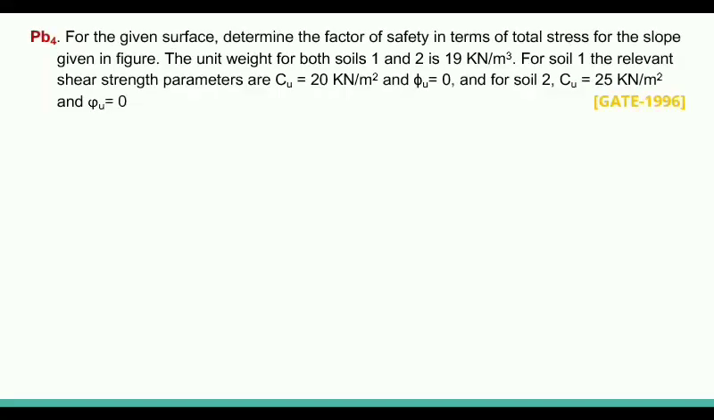Next question we have, for the given surface, and this question is important. For the given surface, determine the factor of safety in terms of total stress for the slope given in the figure.